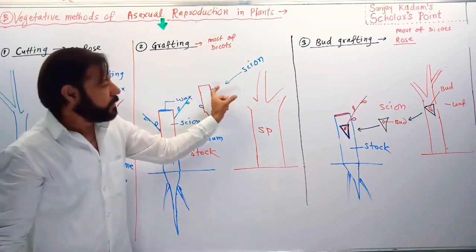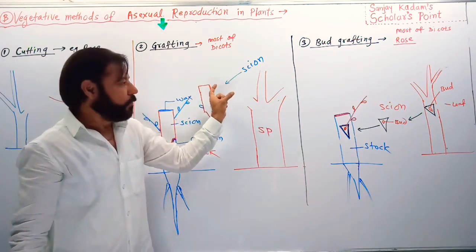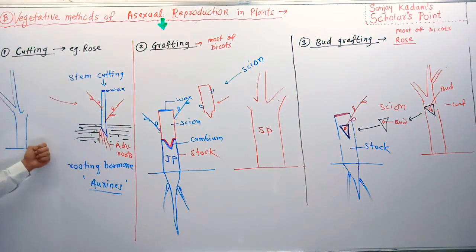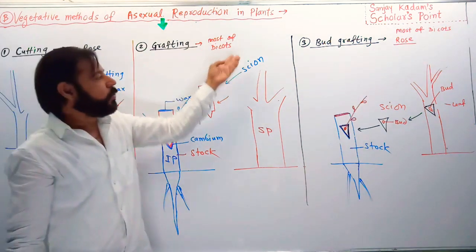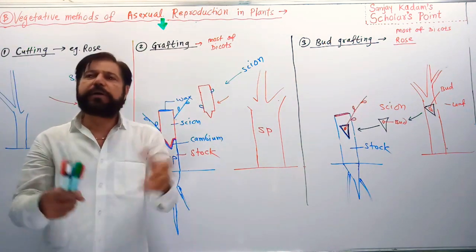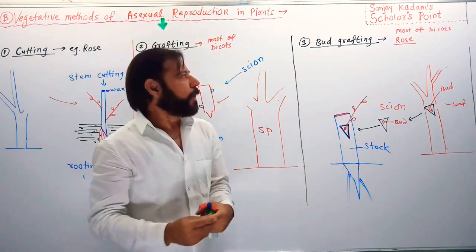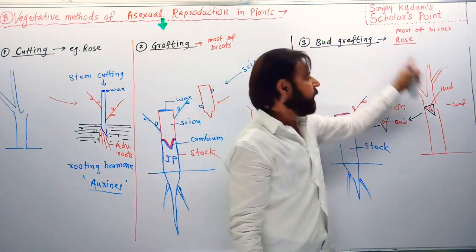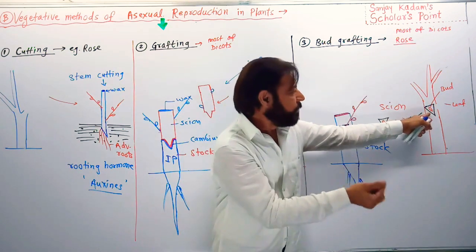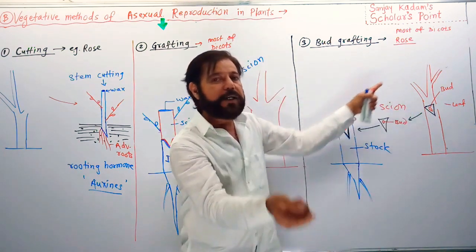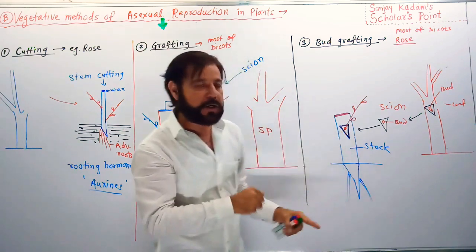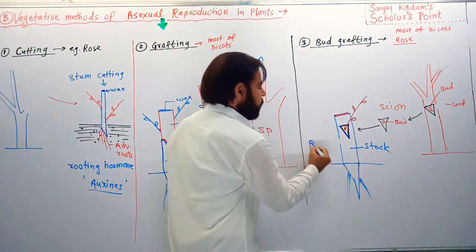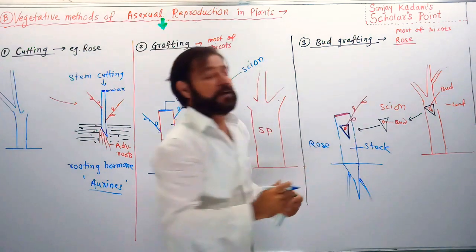Here there is a somewhat larger loss with respect to that, and in this way we learn cutting in the case of rose. Grafting can be carried out in most of the dicot species. Similarly, bud grafting is also carried out in most of the dicot species, including rose. Here we remove the bud of a superior quality rose plant and graft it over the inferior quality rose plant. In this way we get a new superior quality rose plant.